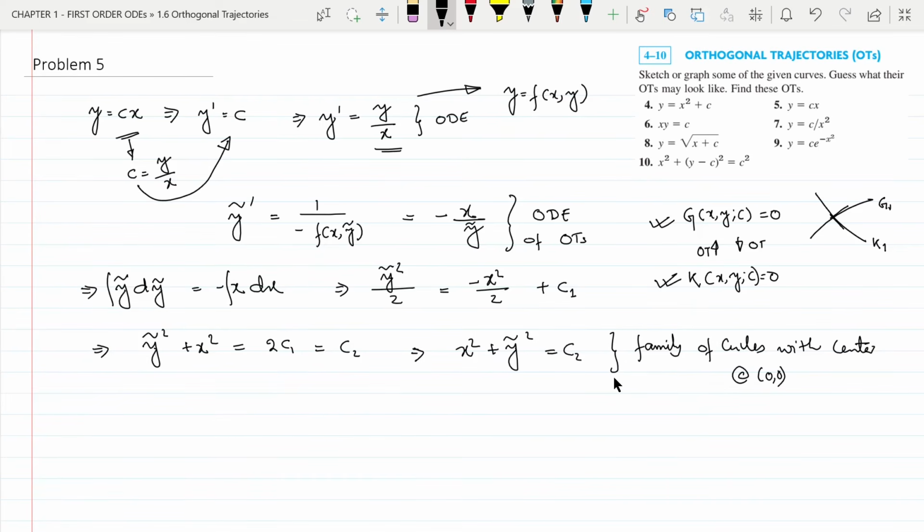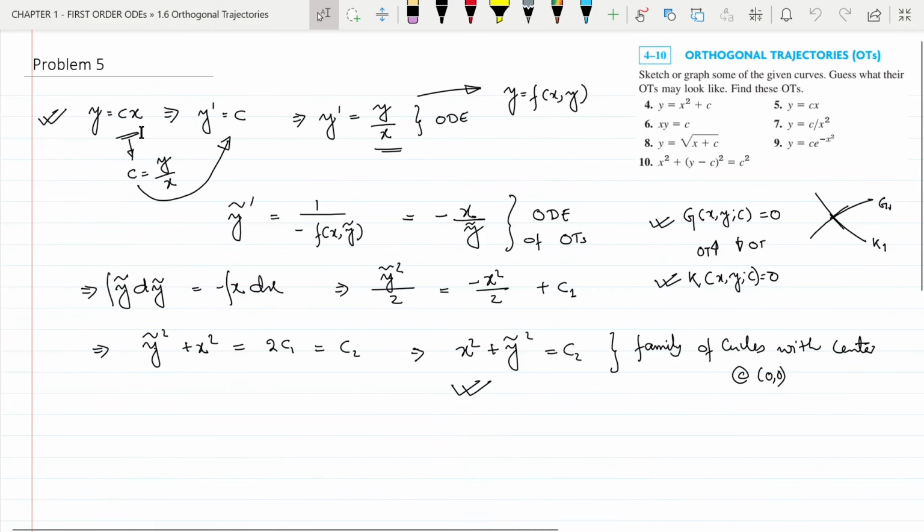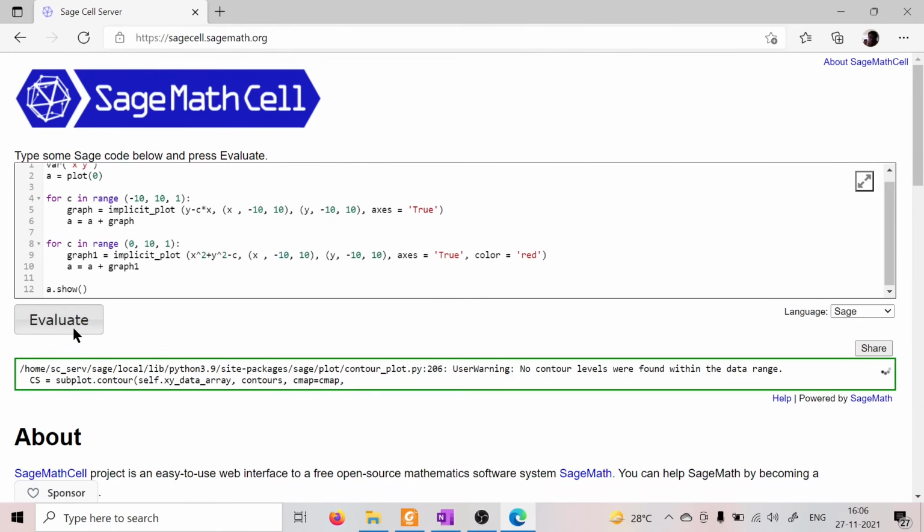Now let us plot the equations of the given family of curves and the orthogonal trajectories using Sage Math. So this line of code will help us do that. It is the same program as the previous problem. Here we have written y minus cx, this given family of curves in implicit form, and at the bottom we have written x square plus y square minus c, the implicit equation for a family of circles. And now let us click evaluate to plot the graphs.